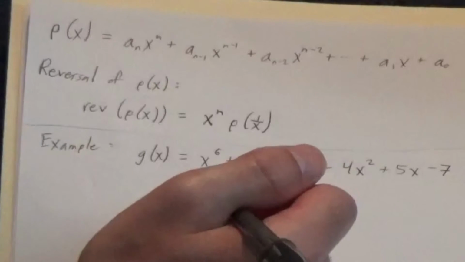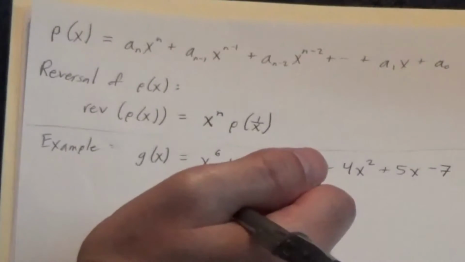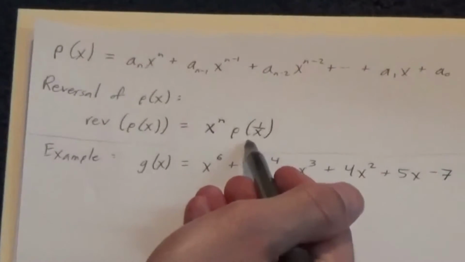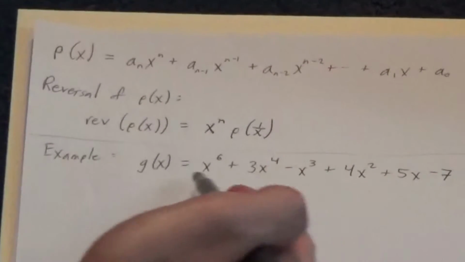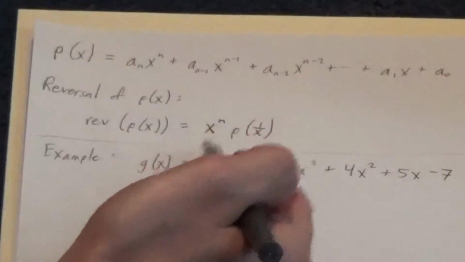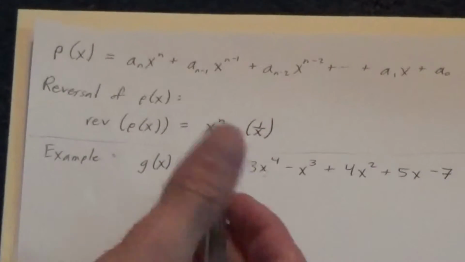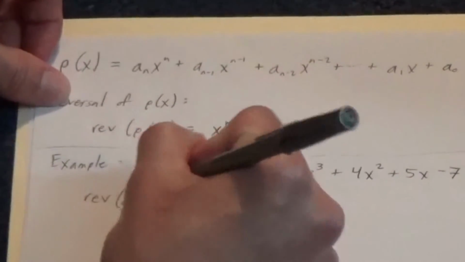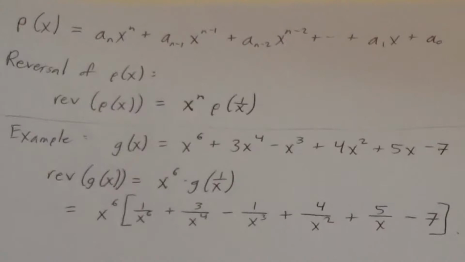So, perhaps the most direct way would be just to use this definition here, and substitute 1 over x for x in this original polynomial, and then multiply by x to the sixth, since this is a sixth degree polynomial. So, in that case, the reversal of g of x equals, this is after substituting 1 over x in the original polynomial g of x, so you can clearly see what that equals. Wherever we had an x in the original equation, we just substitute 1 over x.